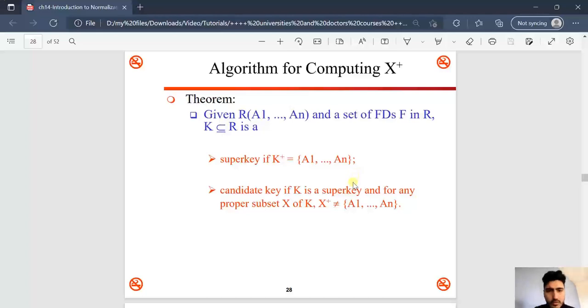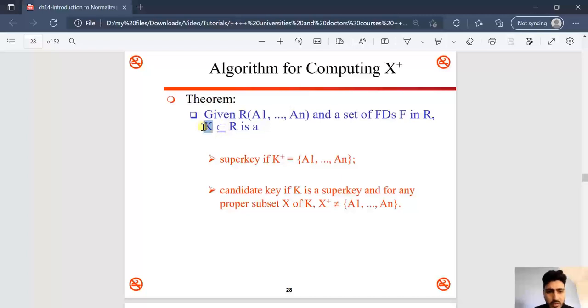Hello students, in this video we'll understand the relation between x plus, or the closure of x, and the super key. Let's take this theorem. If we have a relation R with the following attributes or columns a1 till an, we have this as an input, and a set of functional dependencies F in R, and we have K subset from R.